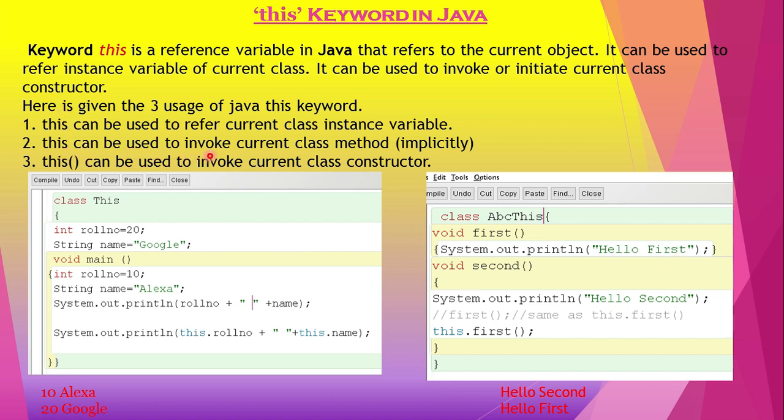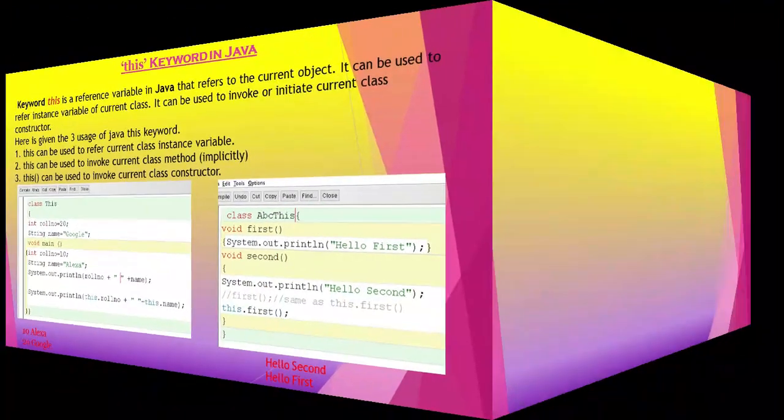This can be used to invoke current class methods. Current class methods, these are methods that can be invoked here without creating an object by using this keyword. Definition, please learn it.